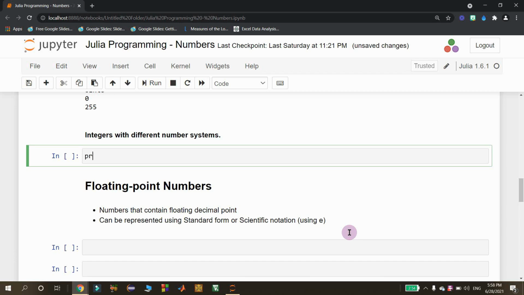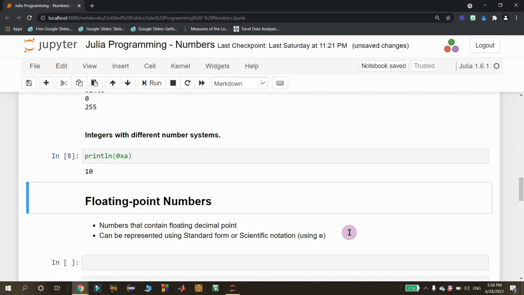Then I am going to display the equivalent value of a hexadecimal number. Hexadecimal numbers can be represented by starting that number with 0 and x. Now the hexadecimal number here is a. If I run this cell, the equivalent decimal value is 10. Now that 10 is an integer.